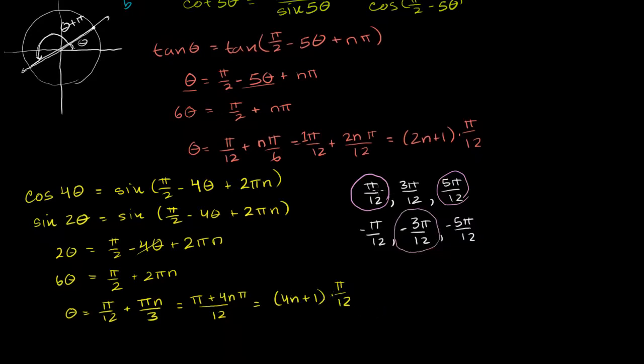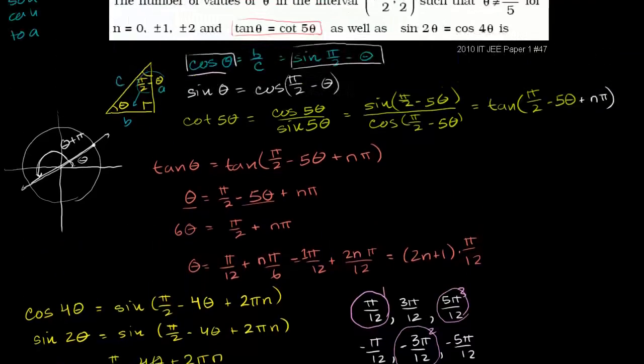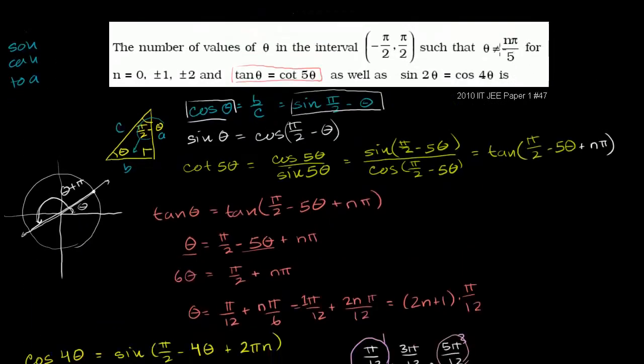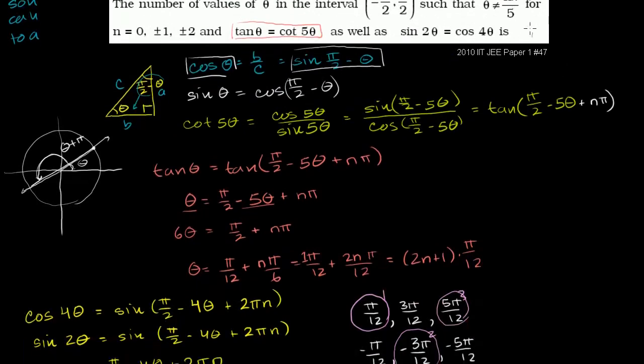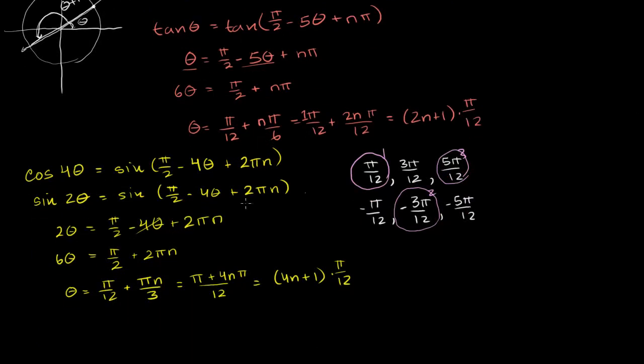So there are three solutions. We have 1, 2, 3 solutions, and none of them satisfy this. None of them are multiples of n pi over 5. So the answer to our problem is 3. And you really could have just done the second equation right over here and realized that anything that's a solution to this top equation would be a solution to this bottom equation, and you would have just counted these solutions and been done.